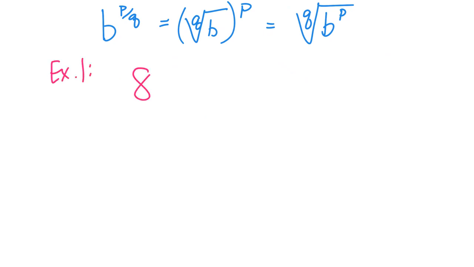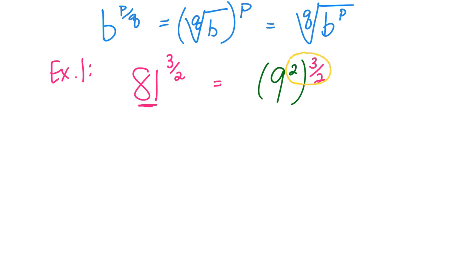Example 1 is saying 81 to the 3/2. So the first thing, because your amazing math teacher made you memorize all your perfect squares and cubes, you know that 81 is the same thing as 9 squared. And if all of this is to the 3/2, remember that anytime I have a power to a power, we can multiply. So super cool, the 2's cancel out, and we know 9 to the 3rd power, we might not know that, is 729. And that's how we would do example 1.